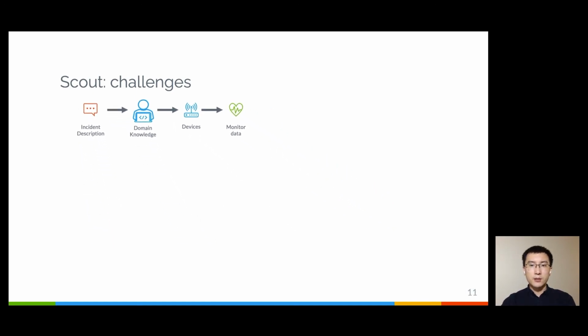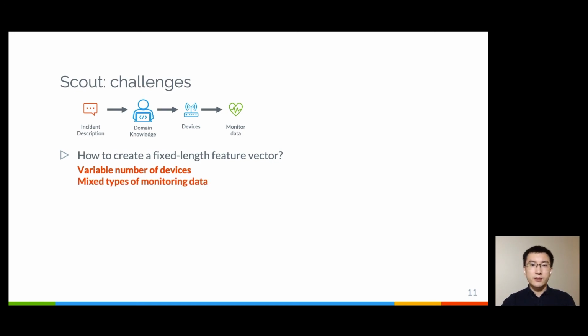Then, the next challenge is how to create a fixed-length feature vector out of the monitoring data. Each incident may have a variable number of devices. The monitoring data also has mixed types. Some of them are time series, such as the temperature data. Some of them are event-based, such as the reboot event. How to summarize them together?